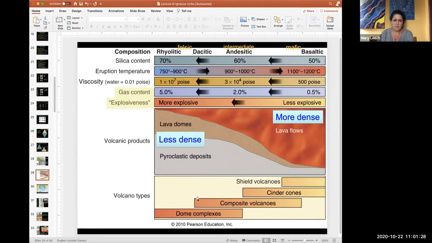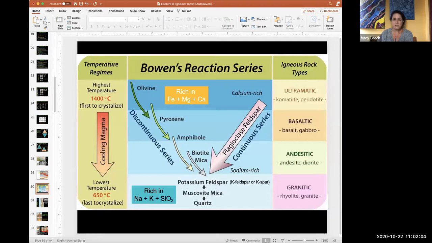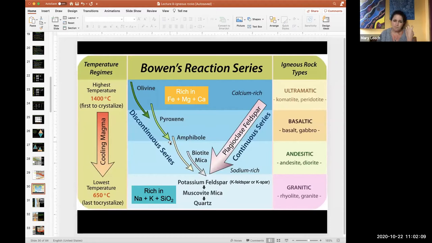Okay, we're going to look at these kinds of volcanoes that are formed as a result of different kinds of magmas, from shield volcanoes and the cinder cones that we see in Hawaii to the stratovolcanoes and the lava domes that form from the rhyolitic magmas, from Mount Fuji, from Mount St. Helens, from any pointy peaked volcano you've ever seen. All right. Bowen's reaction series. I don't want to dwell on this too long because it's complicated. I just want you to understand some of the fundamentals.